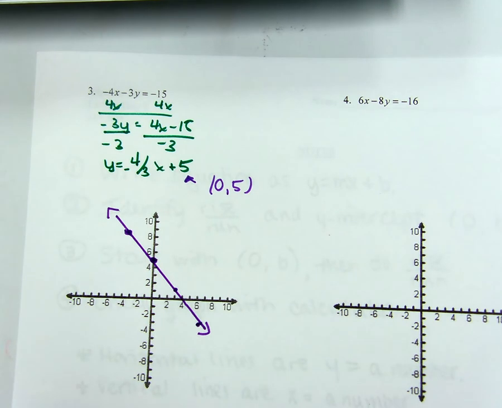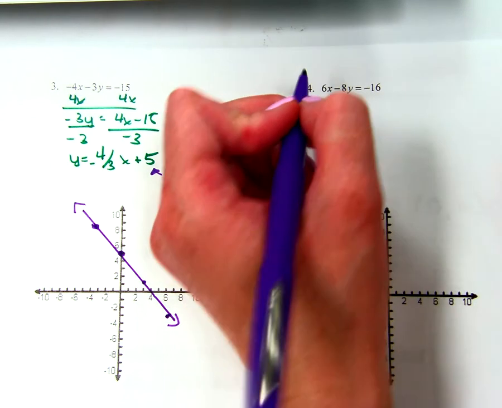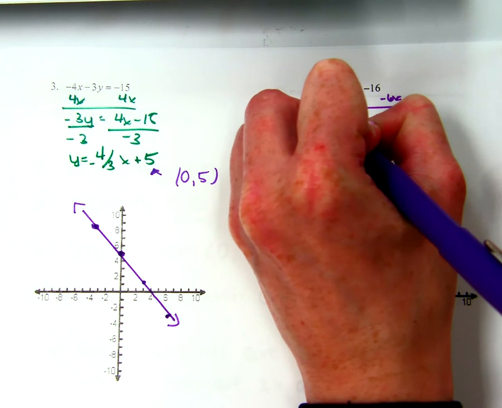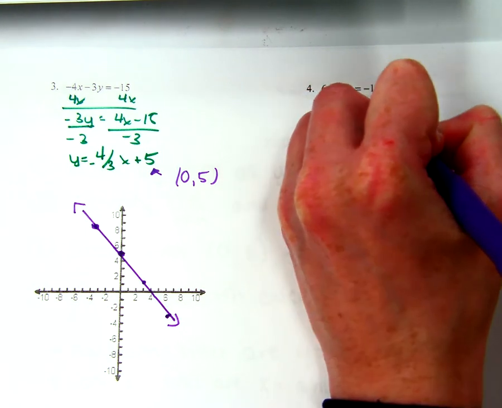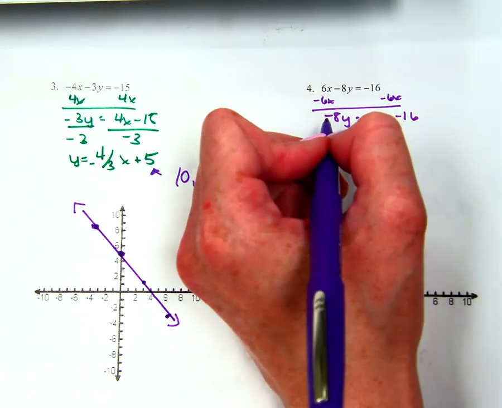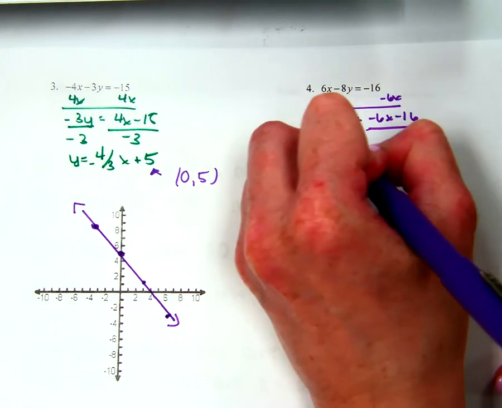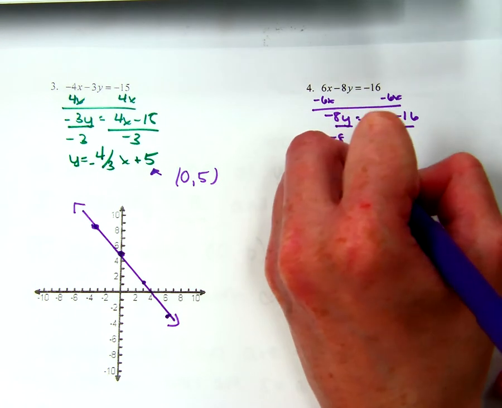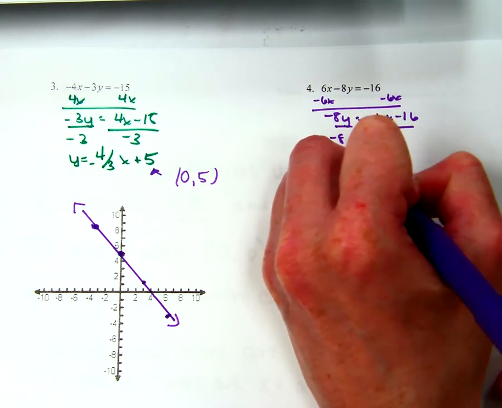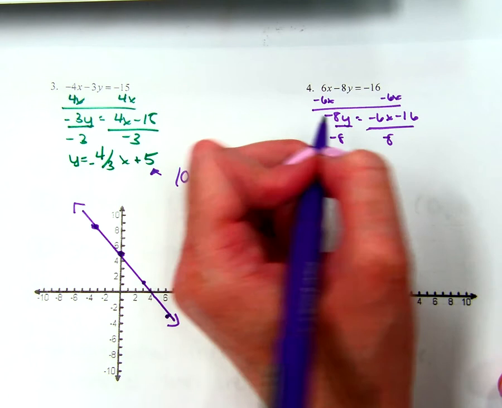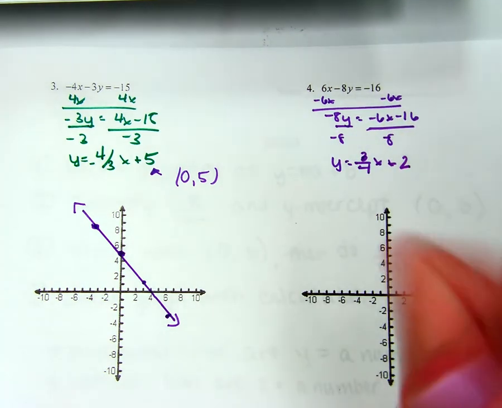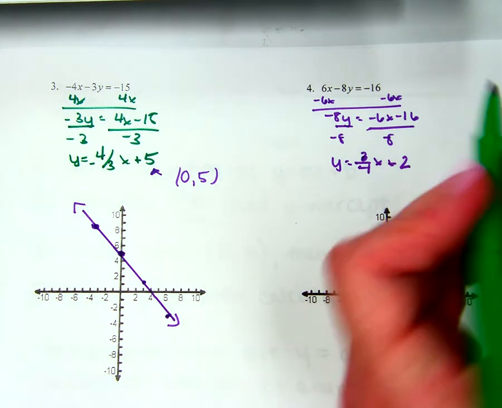Same thing again, we need to get it into y equals mx plus b form, so I'm going to subtract 6x from both sides. I have negative 8y equals negative 6x minus 16. Divide both sides by negative 8. So I have y equals (3/4)x plus 2. I'm going to look for my y-intercept first. That's going to be (0, 2).